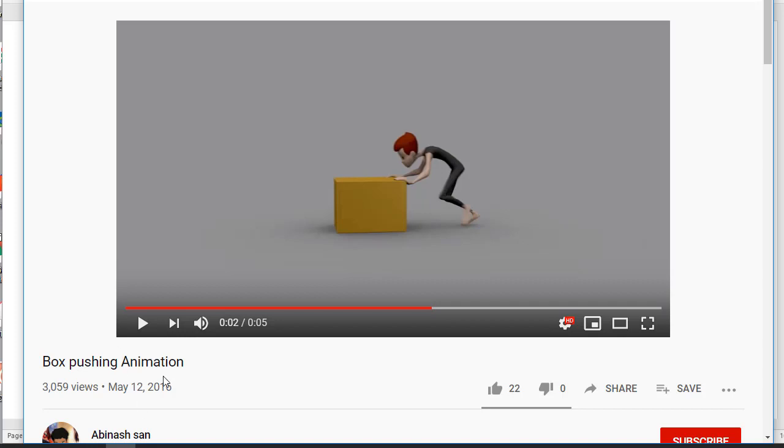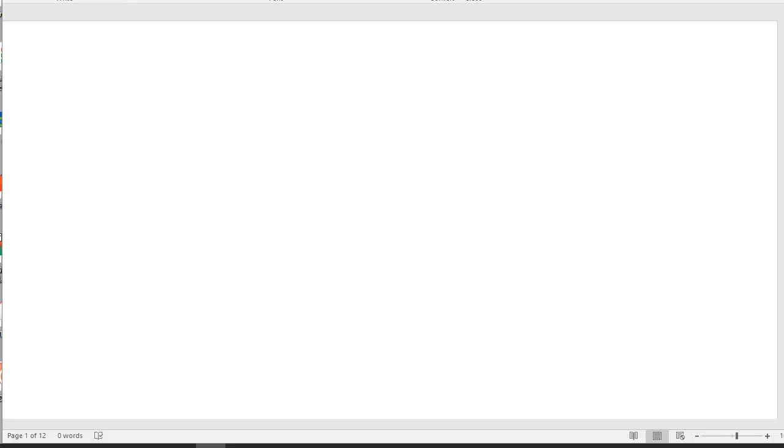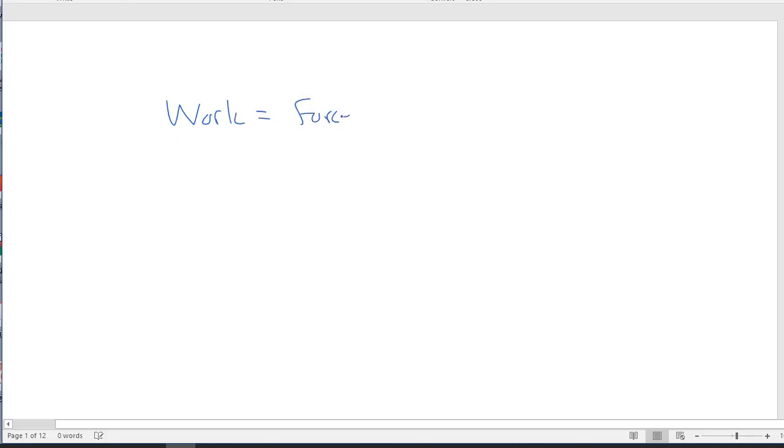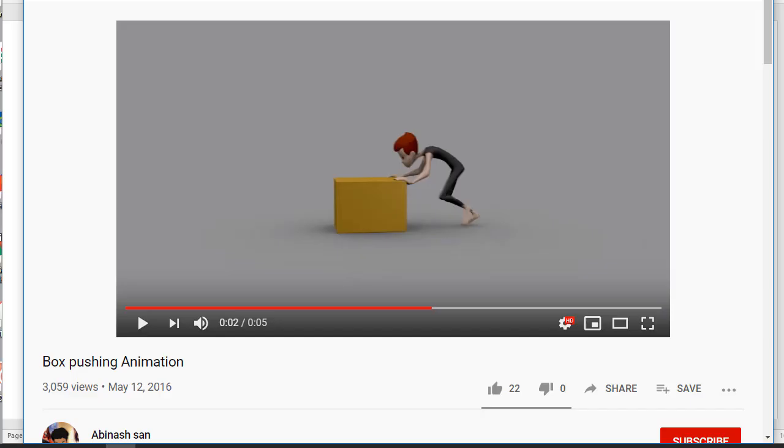But in essence, the general definition is that the work that I do will be dependent upon the force that I exert and the distance that I move. So a definition that we might see here is that work equals the force times the distance. And symbolically, we usually will write that as W equals F times D.